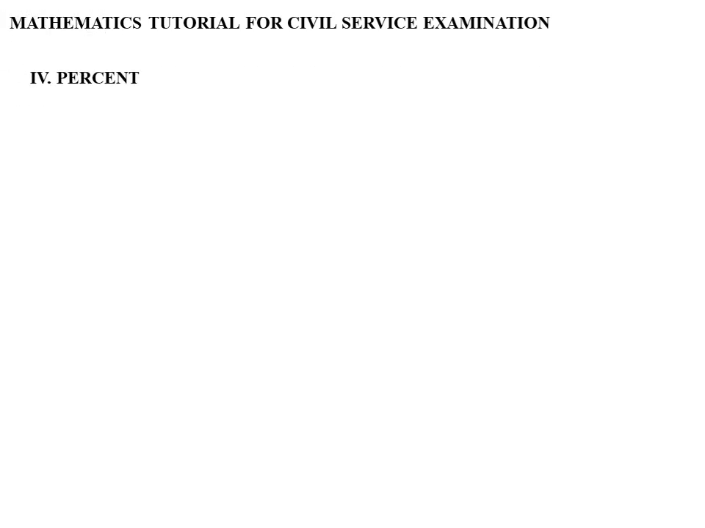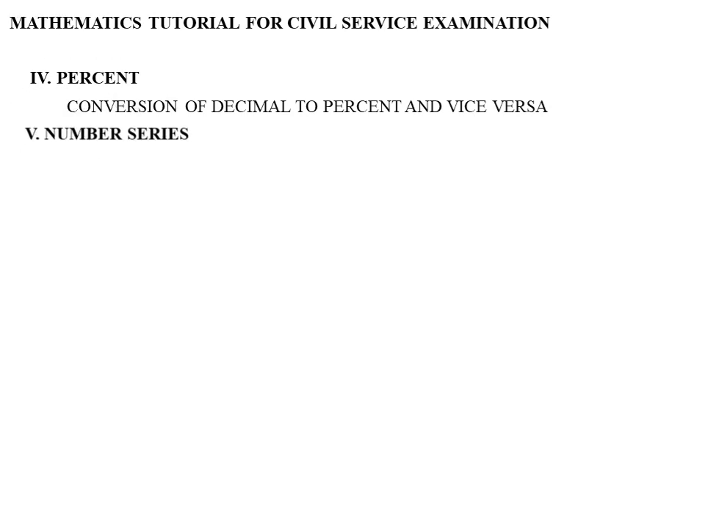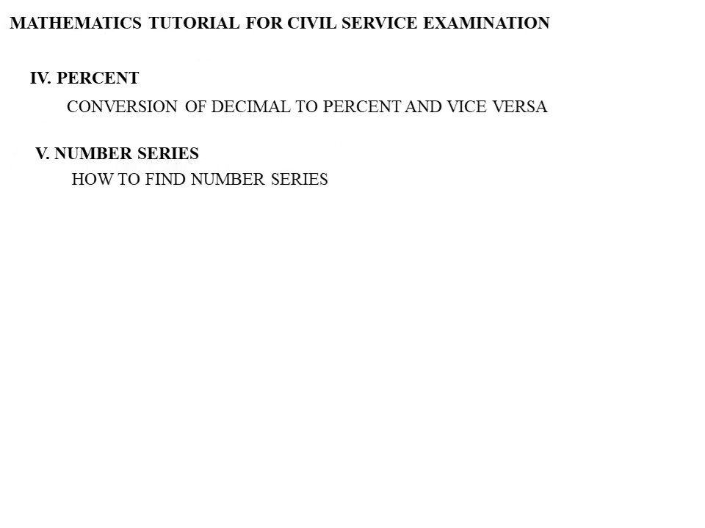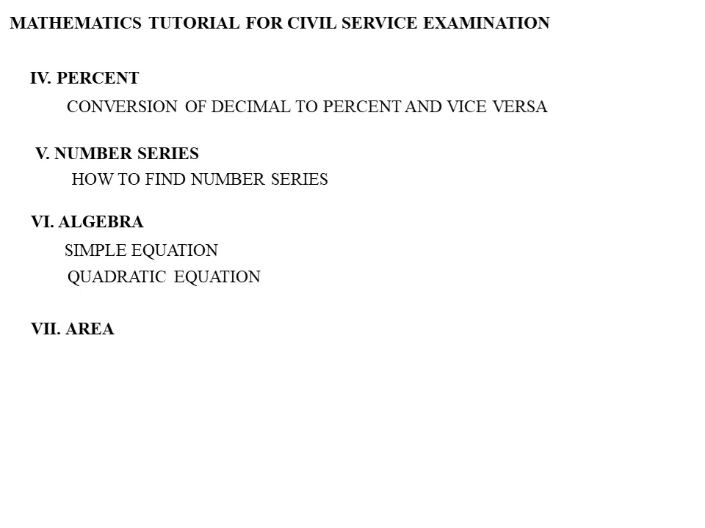The fourth topic is the percent. Under percent is the conversion of decimal to percent and vice versa. The fifth topic is the number series. On this topic, we will show you how to find the number series. And then sixth is the algebra. Under algebra are the simple equation and the quadratic equation. And then the last topic is the area.